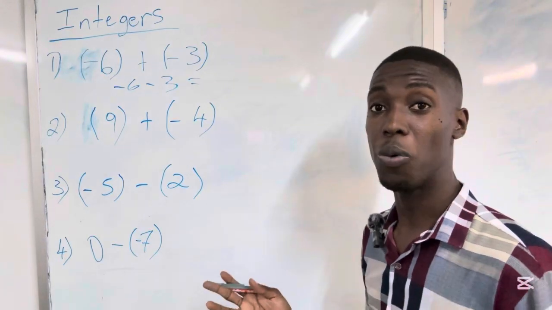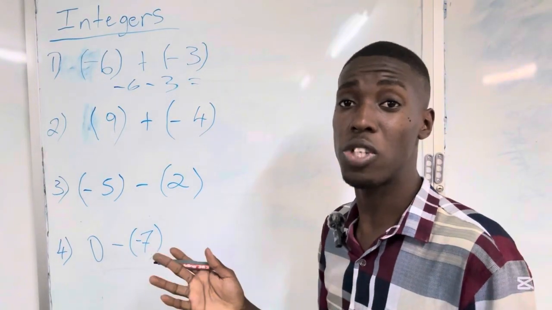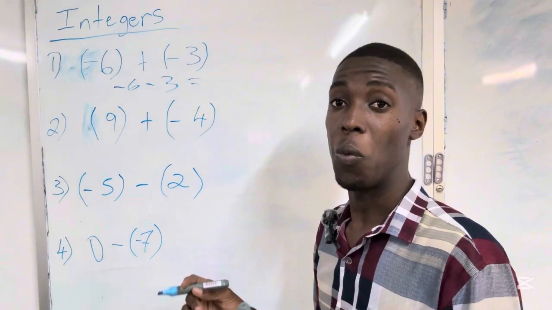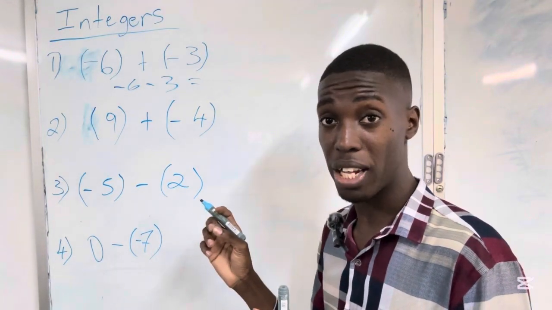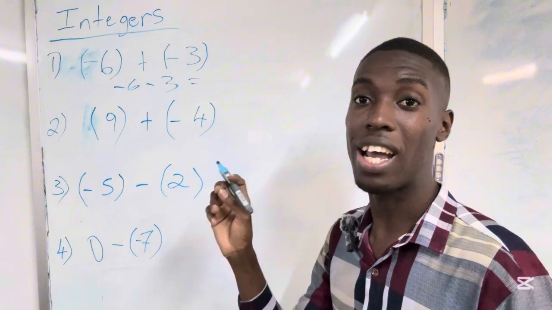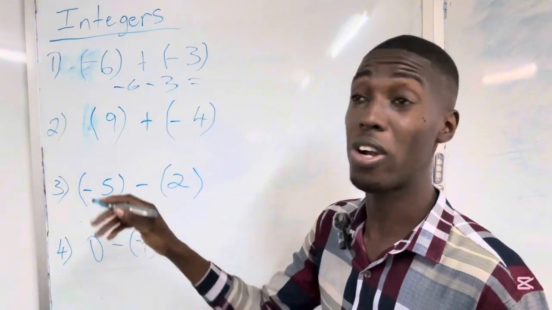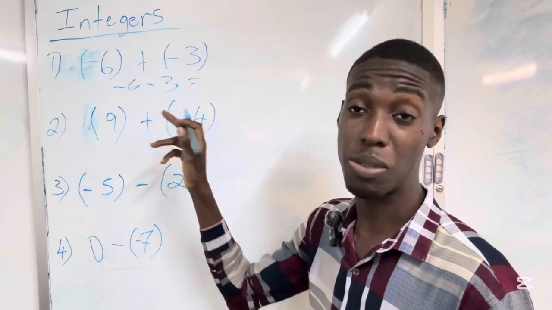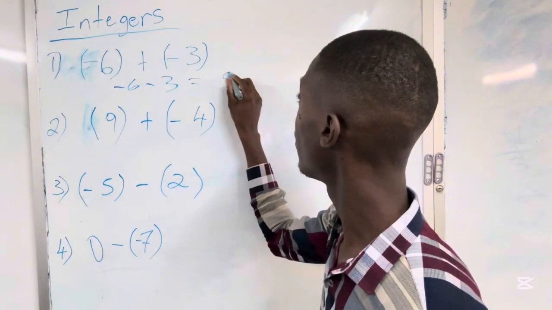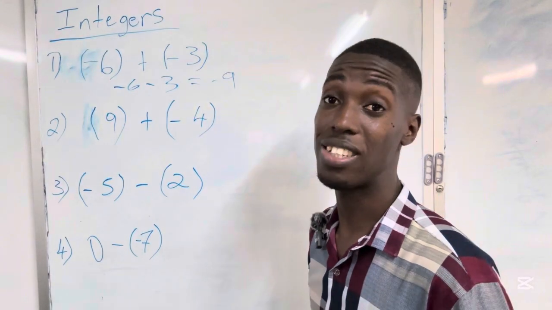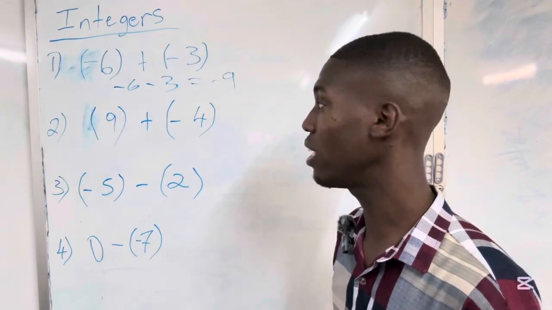Now, there's a rule whenever you're adding and subtracting integers, right? The rule says whenever you have like terms, meaning the signs are the same, you basically add. So in this case, we're going to add the 6 and the 3. 6 plus 3 is 9. And you keep the sign. So the answer is negative 9, right?